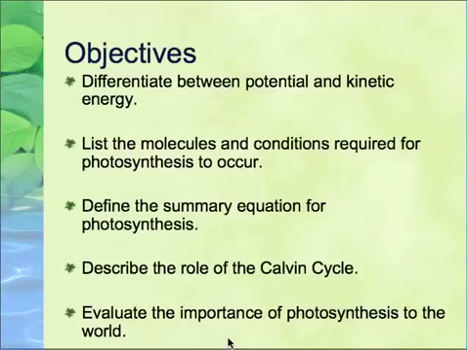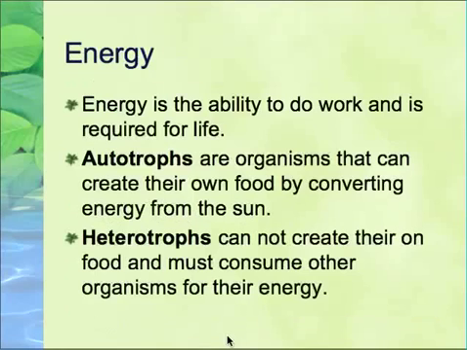We're going to talk about the different kinds of energy. We're going to talk about the molecules required for photosynthesis, and we are going to learn what we call the summary equation for photosynthesis. We're going to talk about different roles that the Calvin cycle versus the light reactions of photosynthesis play. Yes, there's more than one part of photosynthesis, and we're going to evaluate why photosynthesis is important. So let's go ahead and get started with an idea about energy.